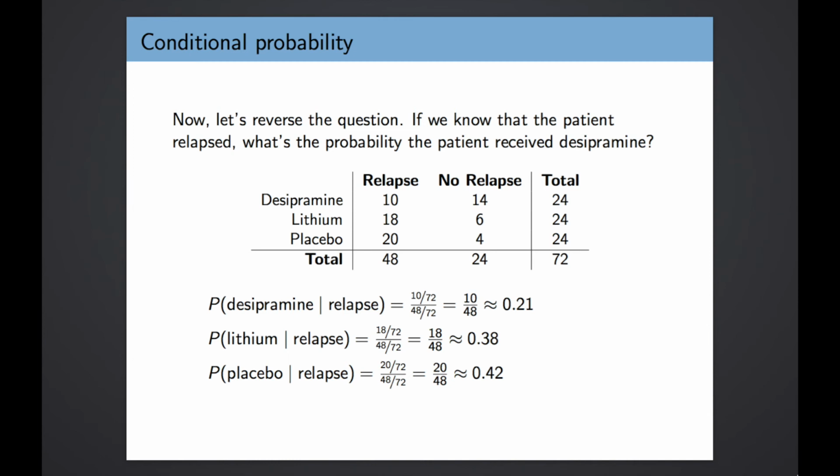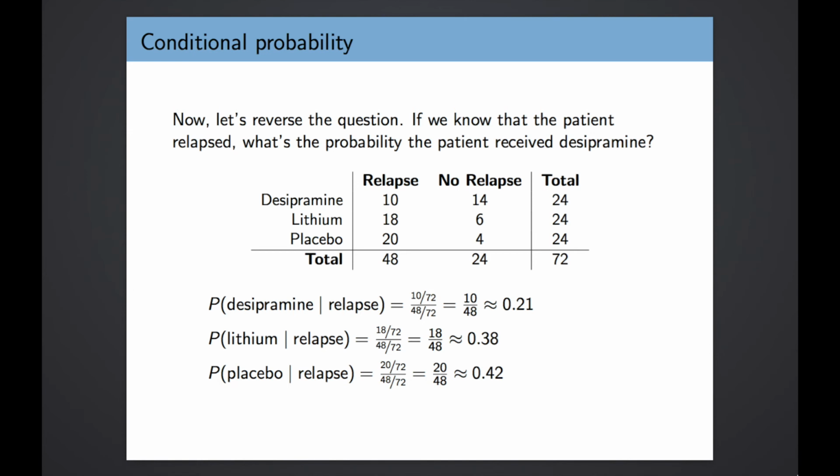We can also do the same exercise for the other treatments. The probability of receiving lithium conditional on knowing that the patient has relapsed is all of the patients who got lithium and relapsed over all of the patients, 18 over 72, divided by all of the patients who relapsed, divided by all the patients in the study. That simplifies to 18 over 48, or about 38%.